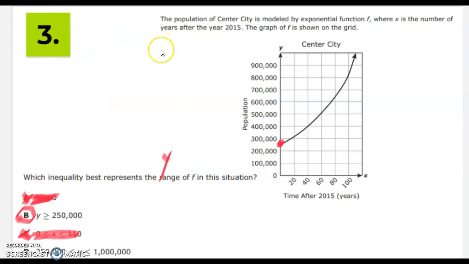Okay, and question number 3 was a range problem. Now we're talking about the Y-axis. So I was able to cross out A and D because those were related to the X or your domain, right? So if we look at our endpoint, it is landing between 200,000 and 300,000. That means that my range has to be anything greater than 250,000. There is no stopping point right here. The arrow means that it keeps going in the positive direction.